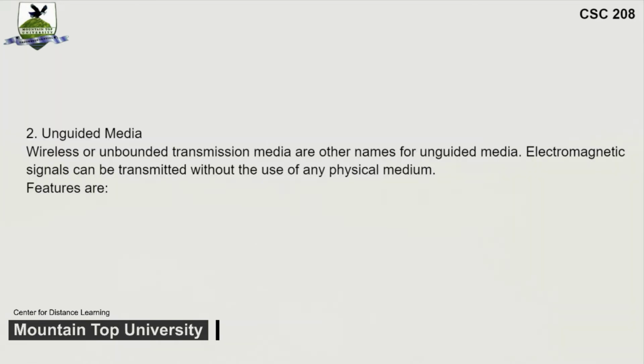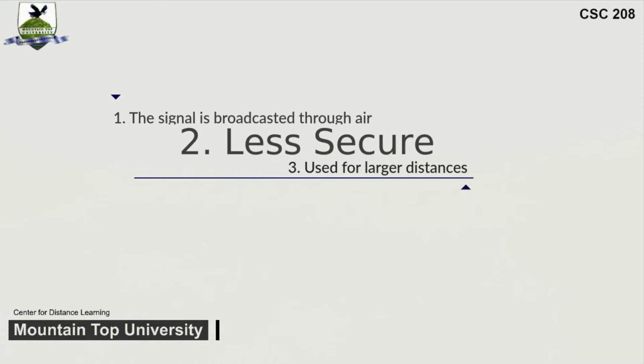2. Unguided media. Wireless or unbounded transmission media are other names for unguided media. Electromagnetic signals can be transmitted without the use of any physical medium. Features are: 1. The signal is broadcasted through air. 2. Less secure. 3. Used for larger distances.